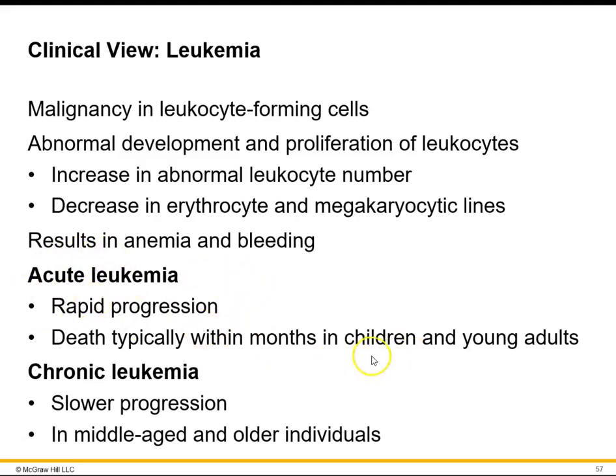And you typically see this in children and young adults. Chronic leukemia is going to have a much slower onset, and that's why it's called chronic. You typically see chronic leukemias in middle-aged and older individuals.